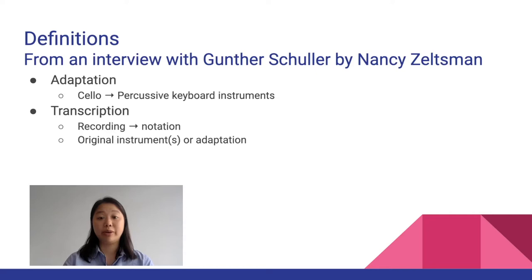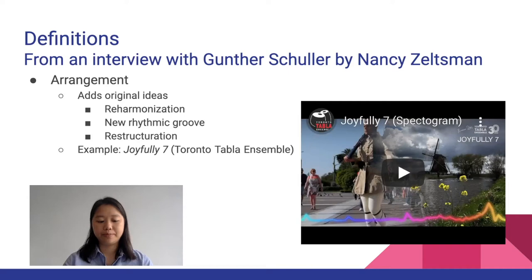A transcription process is notating a piece of music from a recording without referring to the score. The transcription could be performed on the original instrument or be adapted for another instrument. Lastly, arrangement refers to arranging a piece in a way in which one adds original ideas to an existing piece of music. For example, reharmonization, adding a new rhythmic groove, or altering the structure.